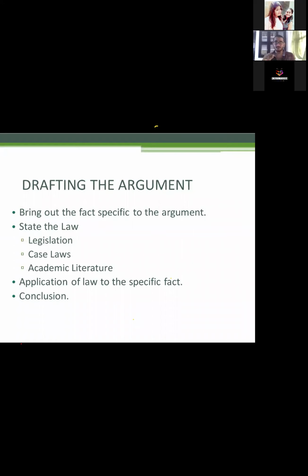So structuring our argument, we have first dealt with the facts. We have brought out the specific facts, specific to the argument. Then you are stating the law. We have dealt with which legislation we are dealing with. And the next thing, we have dealt with the case laws. And in the case laws, we have formed the hierarchy. It's the highest level of hierarchy first, then the second. So that has to be followed.